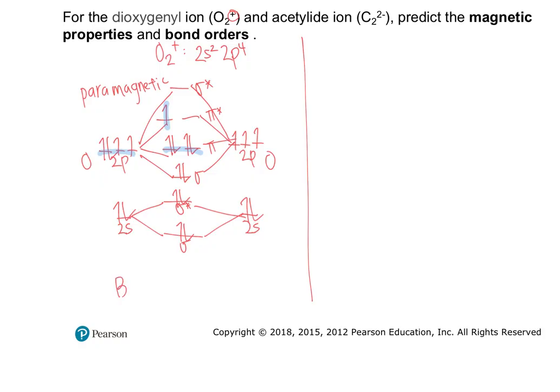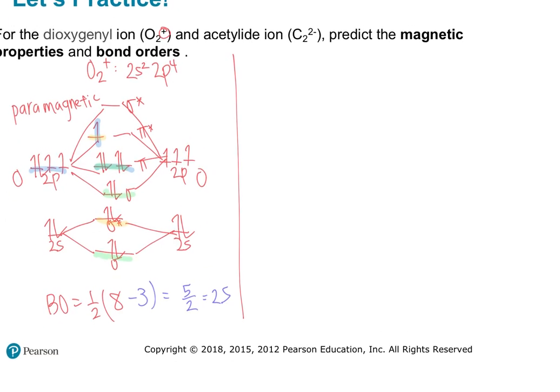When we find the bond order, we're going to do a half times the number of bonding electrons minus the antibonding electrons. We have 2 here, another 2 here, another 4 here, so a total of 8 bonding electrons. Then our antibonding electrons are going to be 3. So 8 minus 3 equals 5 halves, or 2.5. All right, so now we're going to move on to the acetylide ion.